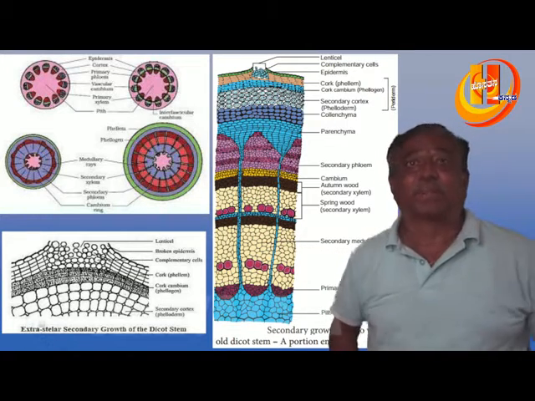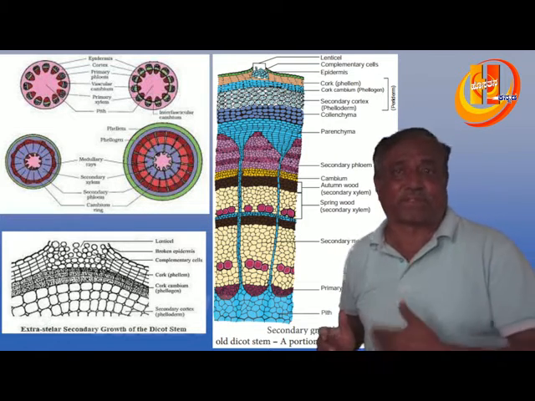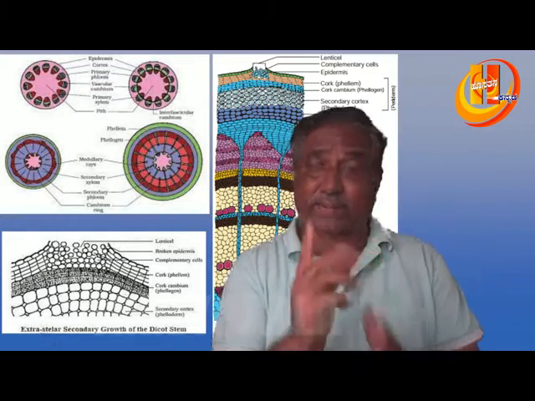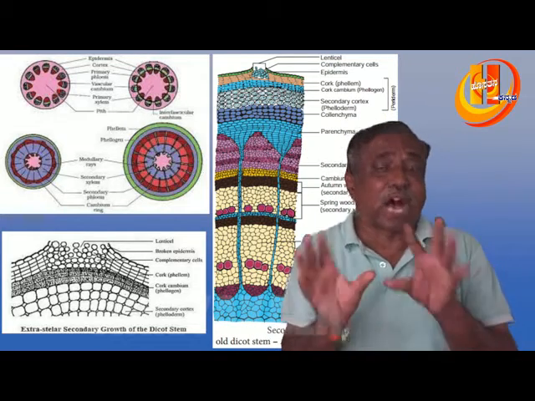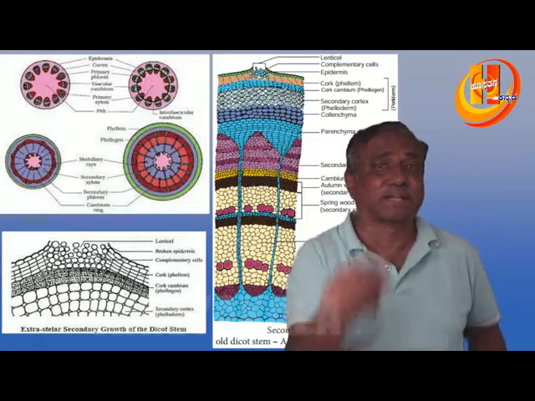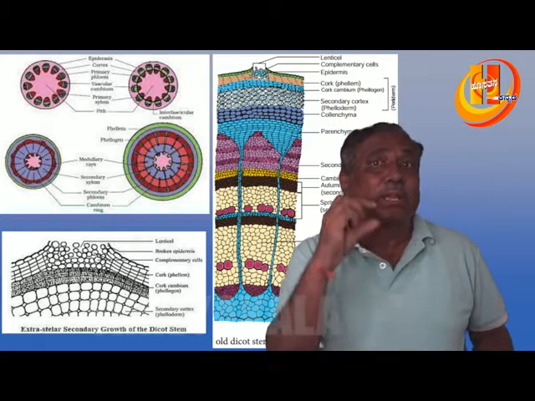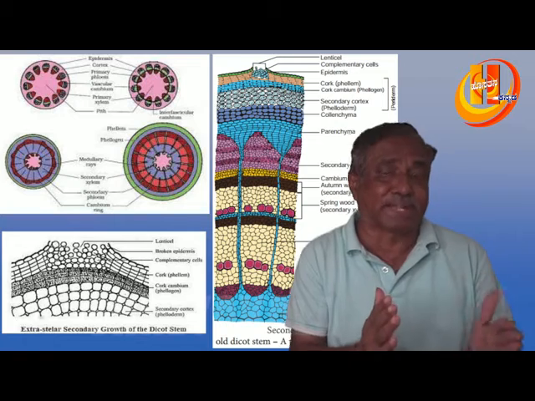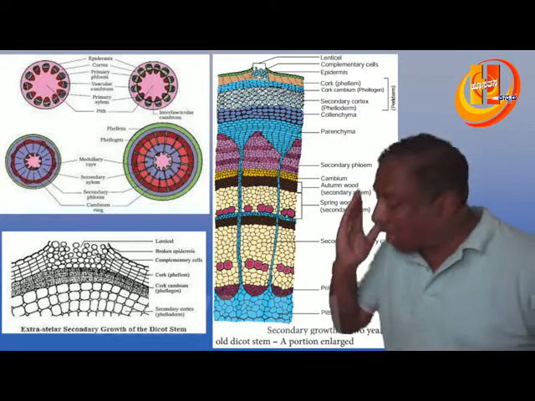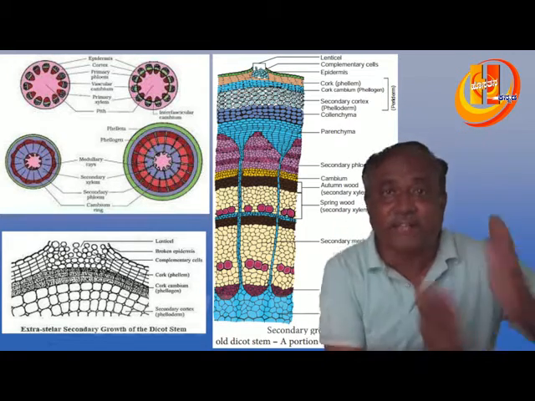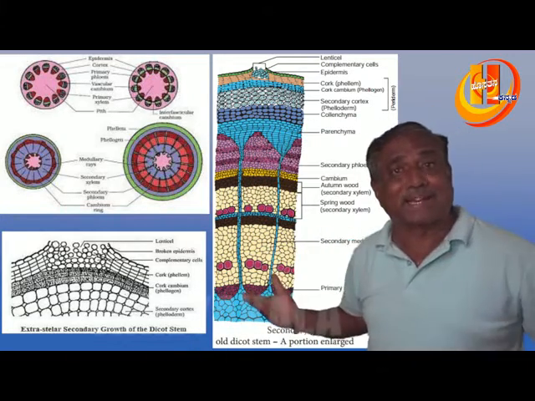In the stellar region, the initiation of secondary growth starts from medullary rays. This is very important for NEET. Actually, the medullary rays are the parenchymatous cells present between the vascular bundles. These parenchymatous cells become meristematic and form the interfascicular cambium, which joins with the intrafascicular cambium, the cambium which is already present in the vascular bundles, to form a cambial ring.